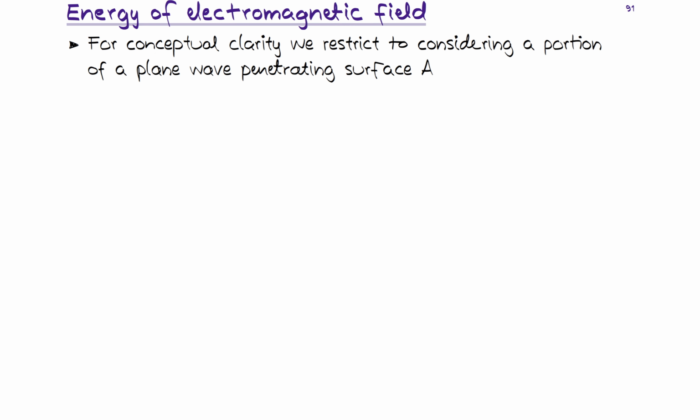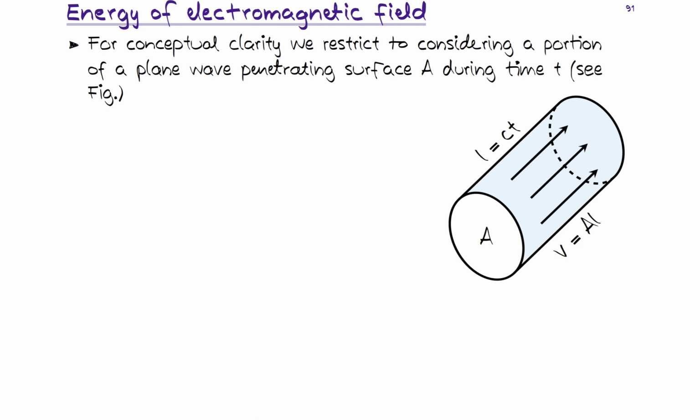So for conceptual clarity, we restrict to considering a small part of a plane wave that penetrates a surface A during a time interval of t, and this has been clarified in the figure. This is the kind of situation we're interested in looking at. Instead of looking at the whole plane wave, which is a slightly problematic quantity in terms of how much energy will be in a plane that is infinite in size, we restrict to a small portion. Now light propagates through, and in a time interval of t, the light has propagated a distance of L, which of course is c times t.